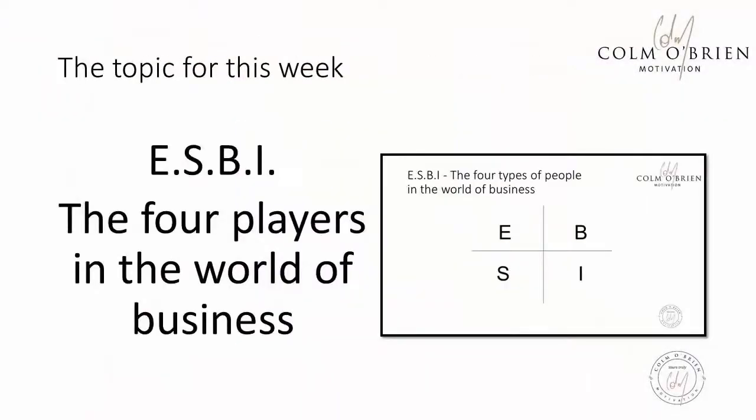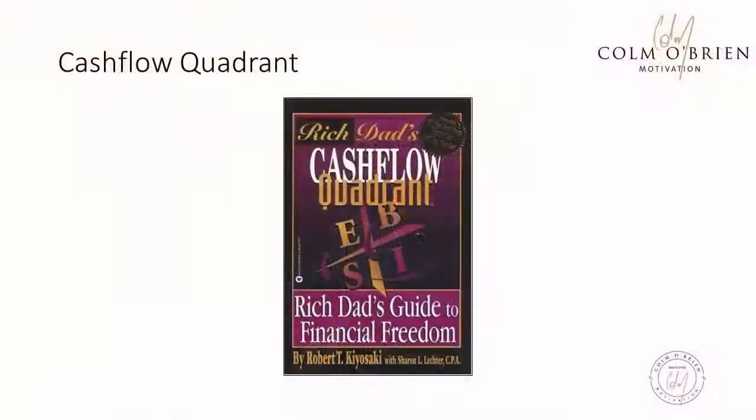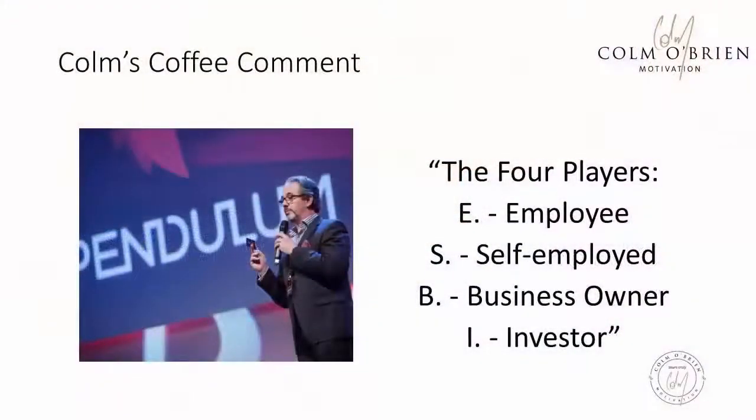Okay, this week I want to talk to you about the 4 players in the world of business. I came across this concept many years ago when I read a book called The Cash Flow Quadrant by Robert Kiyosaki. And in it, Kiyosaki explains about the 4 players. There are employees and self-employed and business owners and investors. When I started studying this stuff all those years ago, I was an employee. And the reason I was an employee all those years ago was because my dad was an employee and his dad was an employee. And so that's what I knew how to do.